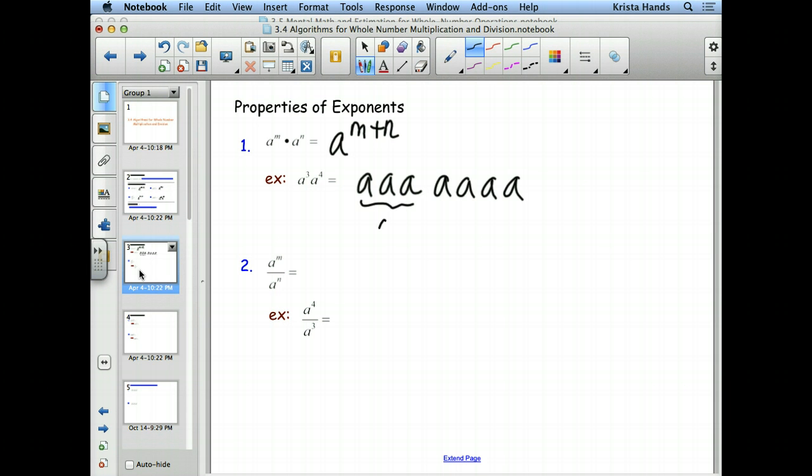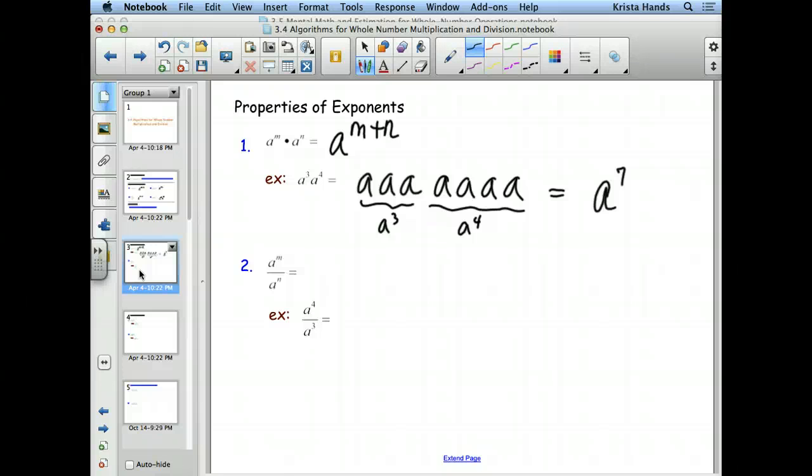Okay, so this is a to the 3rd. This is a to the 4th. Count them up. How many do we have? There are 7 of them. So what should this be if I were to write it down in simplified form? A to the 7th. And you notice, how did I take 3 and 4 and get 7? Add them. That's why it works. It's as simple as that.